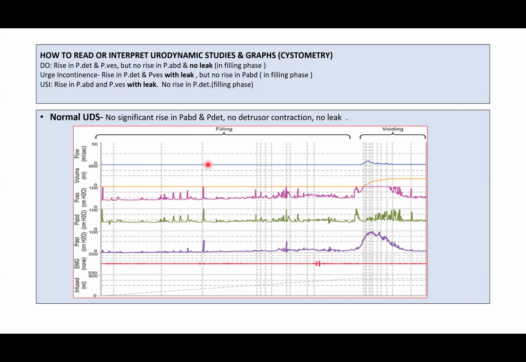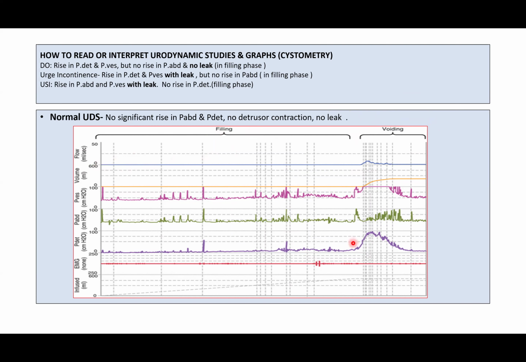So whenever you get a graph in the exam, first you check the patient's name. It will be mentioned somewhere. I did not write it here, maybe I did not have the space. So the first thing is we are going to confirm the patient's identity, the name, date of birth, and HS number. Check the calibration. See the filling phase.